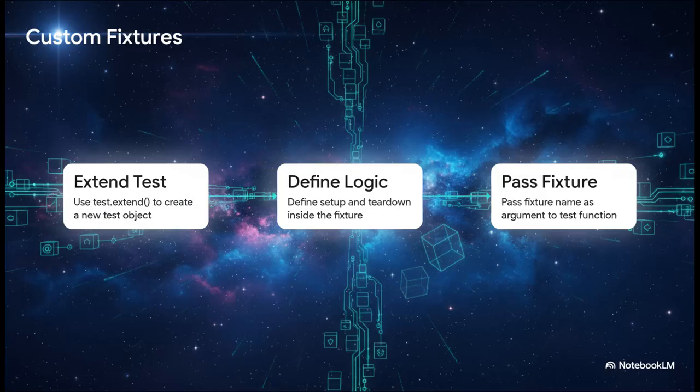But listen, the real enterprise-level power unlocks when you start building your own. Here is the exact playbook to create custom fixtures, which, by the way, is absolutely perfect for injecting your page object models. Step 1, you use the test.extend function to create a brand new test object. Step 2, you define both your setup and your teardown logic right inside that block. Oh, and quick side note, custom fixture names do have to start with a letter or an underscore. Then, step 3, you just pass that new fixture name directly as an argument right into your test function. Simple as that.